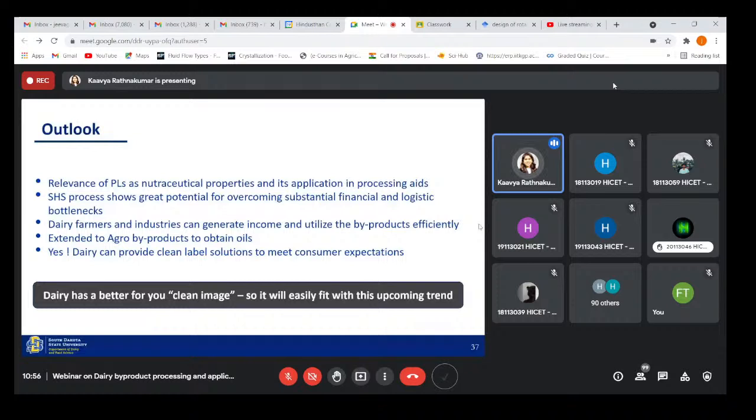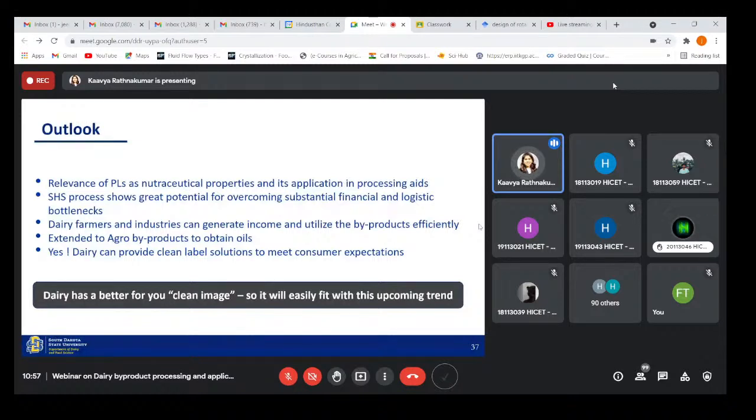And the switchable solvents are a new upcoming trend of solvents, which are also used in algae research and soybean processing. It is a very sustainable technique, which shows great potential for overcoming substantial financial and logistic bottlenecks. Since these dairy byproducts help in generating income, and also help to utilize more byproducts because the industry generates a lot of dairy byproducts, this is a way we can effectively utilize these byproducts.